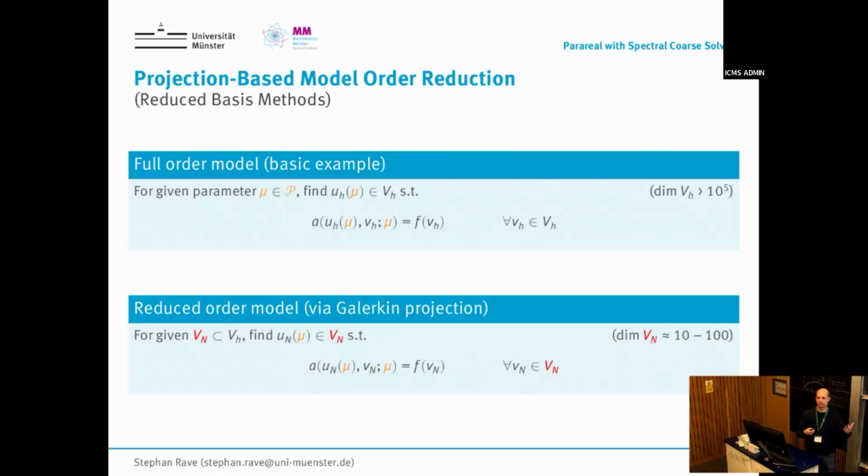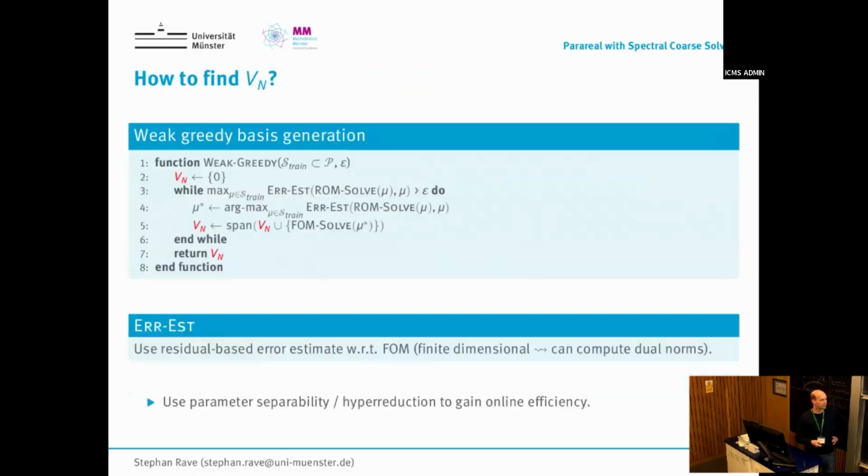And the promise of reduced basis methods is that while the finite element space has maybe millions of degrees of freedom, the dimension of our reduced space will be like 10 or 100. And this can work if the solution depends smoothly on the parameter. So this is what we exploit to find a good approximation space for all the solutions for all parameters. And in many cases, like for elliptic problems, this is usually satisfied. And now the question is, how can we find such a reduced space?